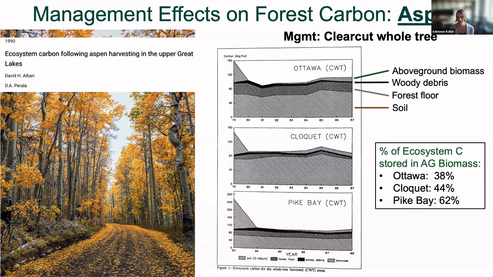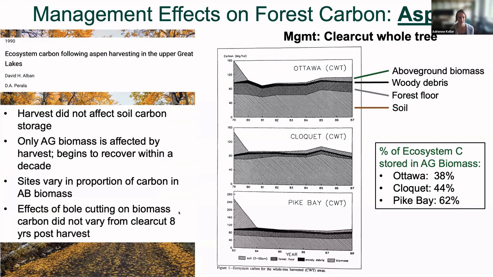You can see that the percentage of ecosystem carbon that's stored in above ground biomass varies between these different sites, right? So in the top panel, Ottawa, 38% of carbon is stored in above ground biomass. That's quite different than Pike Bay, which stores about 62% of carbon in the above ground biomass. And then this is showing how the clear cut management affects these different pools. You can see where the management starts, it varies in different sites, but you can see where the above ground biomass pool drops to zero. That's the clear cut. And then you can see how it rebounds over time.